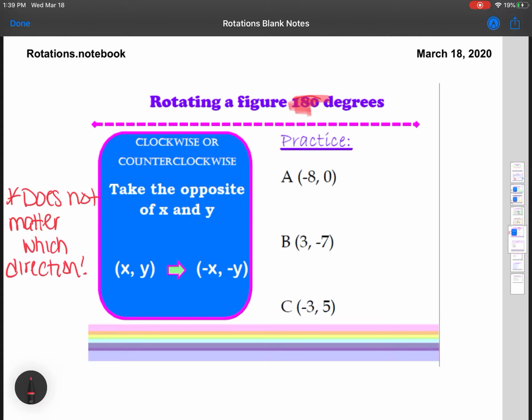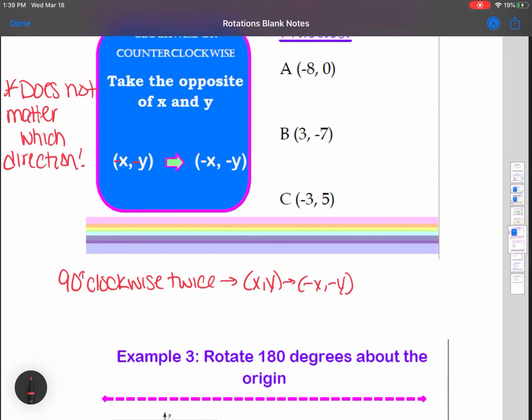No matter what, my terms are just taking the negative of the x and the negative of the y, whichever direction we go. Because if I did 90 degrees clockwise twice, I would get xy became negative x, negative y. And again, with 90 degrees counterclockwise, okay? So don't worry about which direction it says.